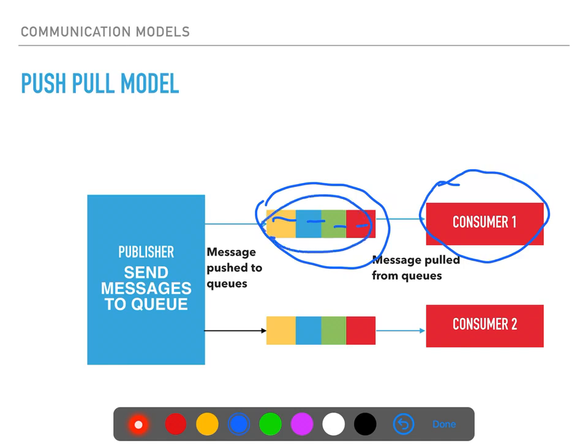So from this queue all the messages will be pulled to the consumers. The same model we call a push-pull model. The publisher will send messages to the queue, and the queue will be holding them. See, even that's what happens.